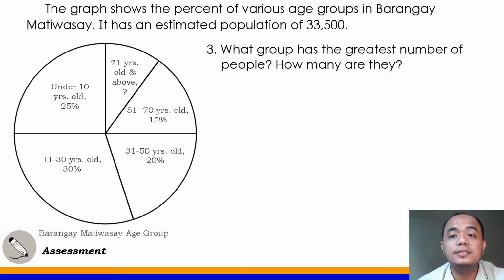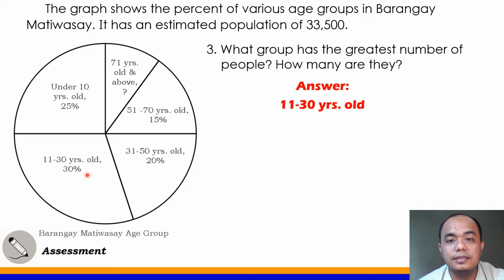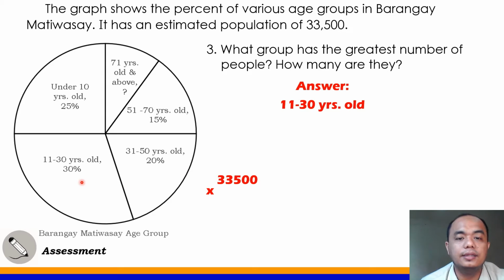Number 3, what group has the greatest number of people and how many are they? So, yung pinakamarami, class, ano? Yes, yung malaking portion ito, class. Diba? So, ang answer natin dito ay 11 to 30 years old. Ang greatest number of people. Pero, how many are they? So, ilan sila lahat? So, ibig sabihin, yung 33,500 dito, imamultiply natin siya sa 0.3 or 30% yan.